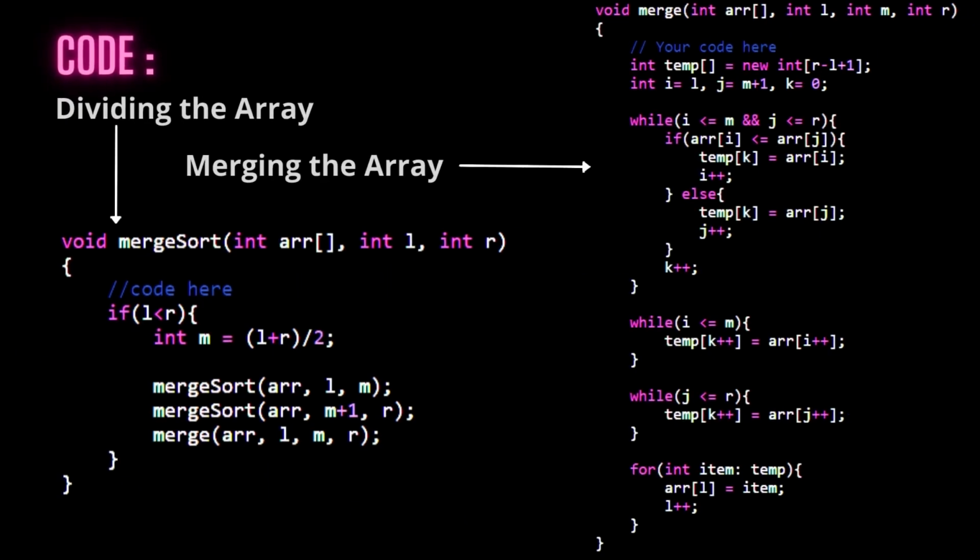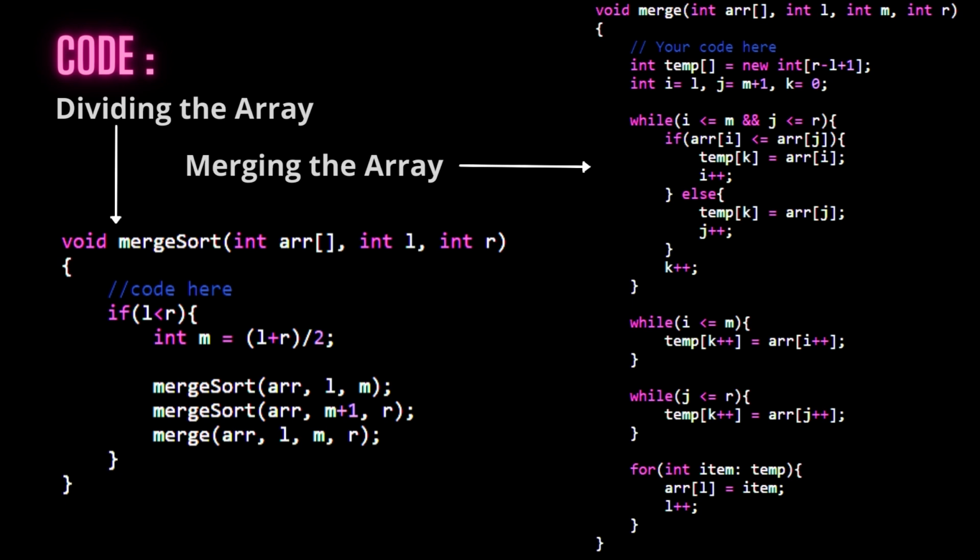Let's jump into the code. We have already seen the code of dividing the array. Let's have a look at the code of merging the array. First, we'll define a temp array. Then, we initialize i and j as the pointers for iterating both the arrays and k for the temp array.